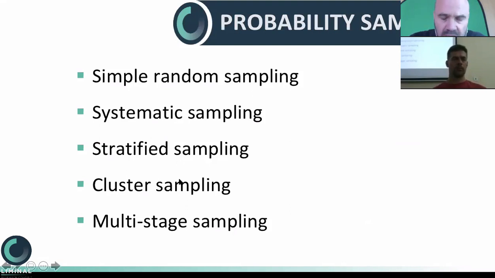Then cluster sampling you can use if you want to have geographical representativeness.